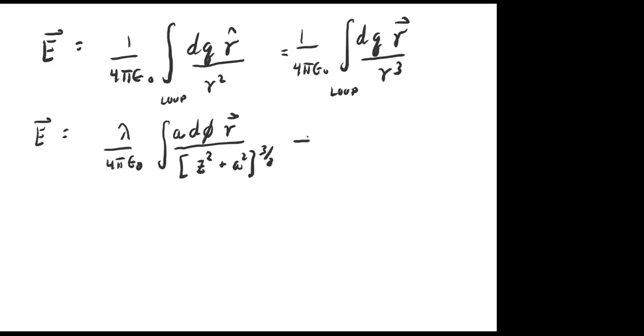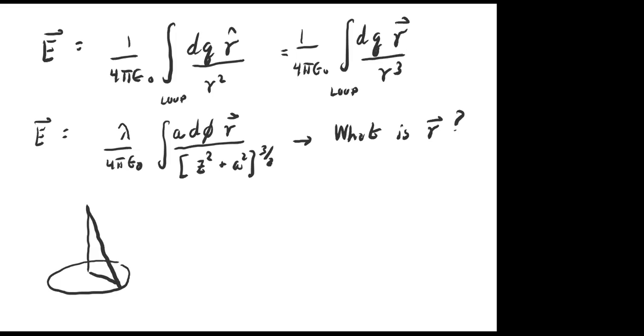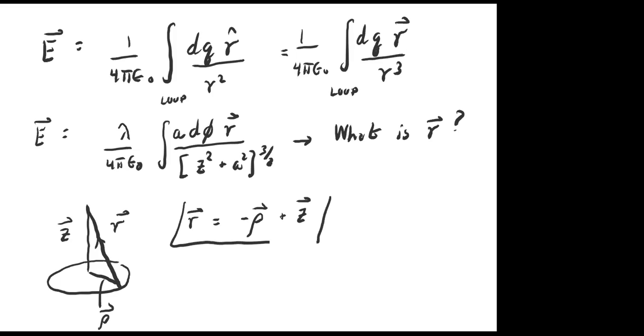So the remaining thing I have to do in this problem is figure out what is r. What's the position vector? So go back to my picture. Here's my circular loop. I'm doing this problem in cylindrical polar coordinates. So r, again, points in that direction. It's just minus rho plus z. And again, all this follows from our discussion of cylindrical polar coordinates back in lecture 2.